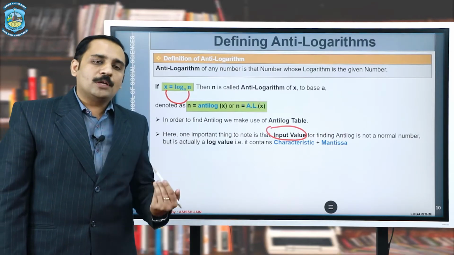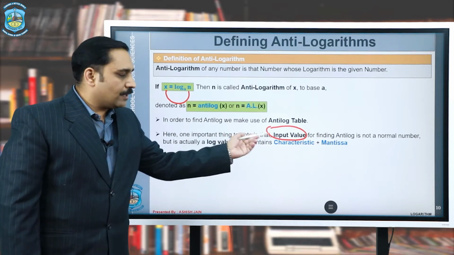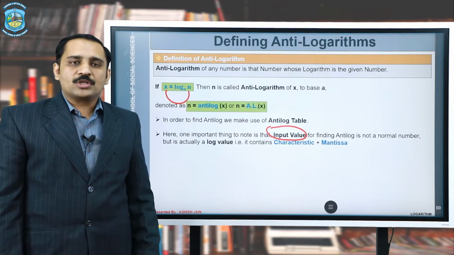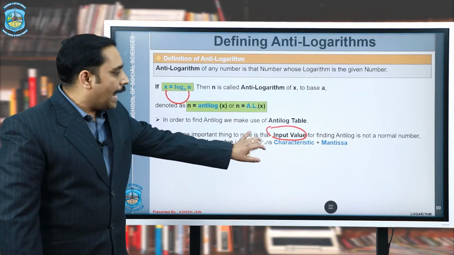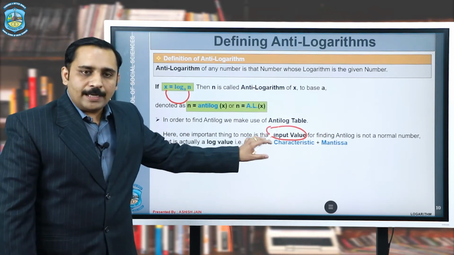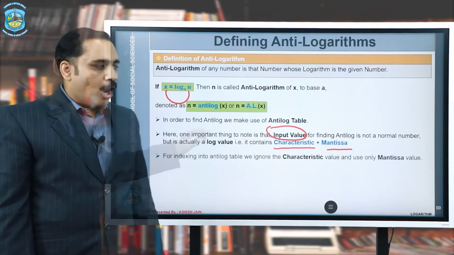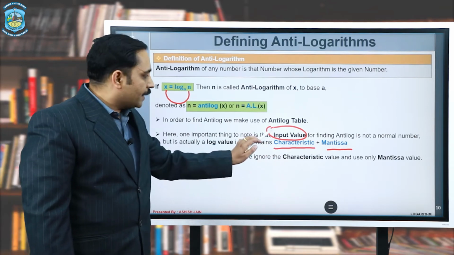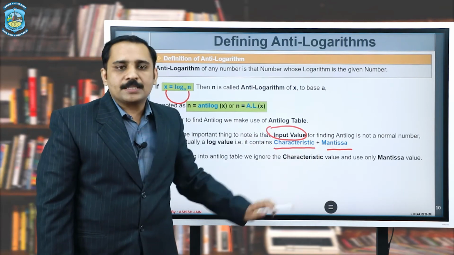Whereas if you compare it with the logarithm, the input value supplied for finding the logarithm is actually a normal number. But here, anti-log has the input value as a log value. The log value is comprised of two parts. First part is characteristic and the second part is mantissa.